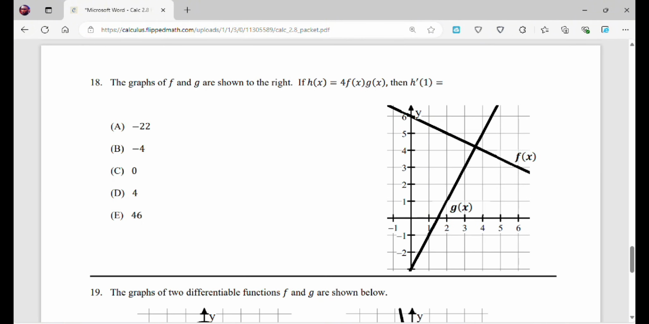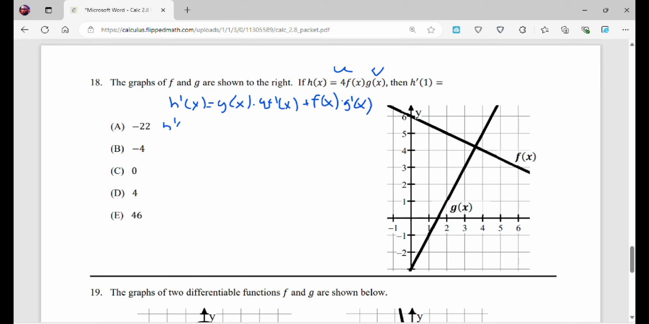The graphs of f and g are shown to the right. If h of x equals 4 times f of x times g of x, then h prime of 1 equals, okay, so we need h prime of x. We have f and g graphs, so h prime of x equals, and then g is going to be v, f of x is going to be u. V u prime plus u v prime.